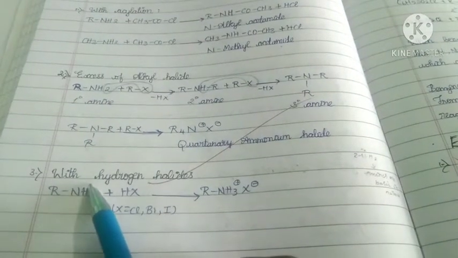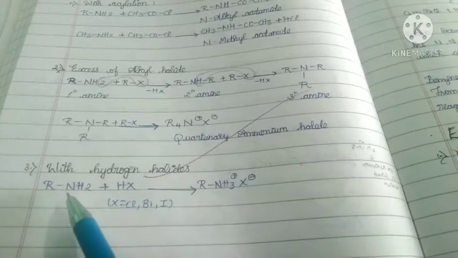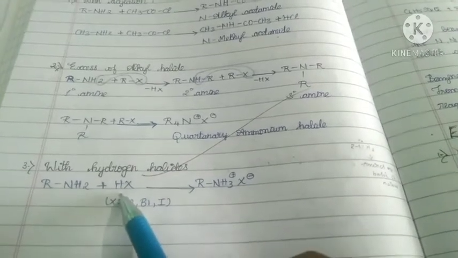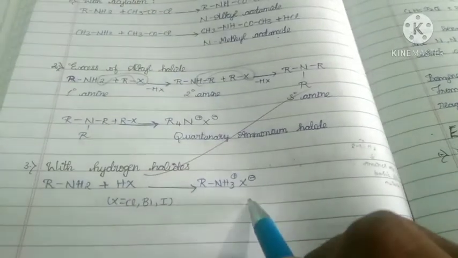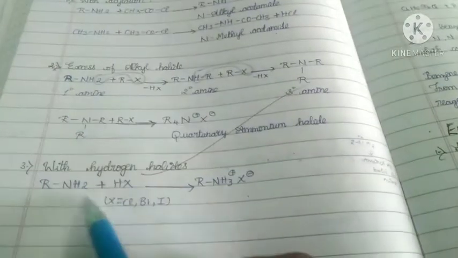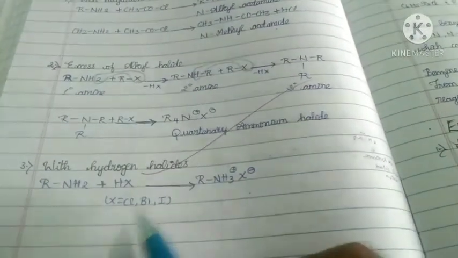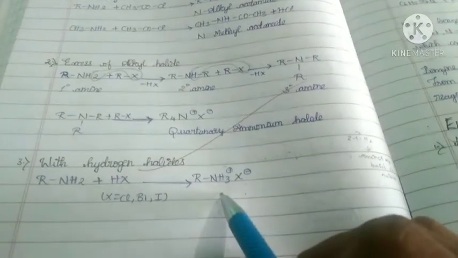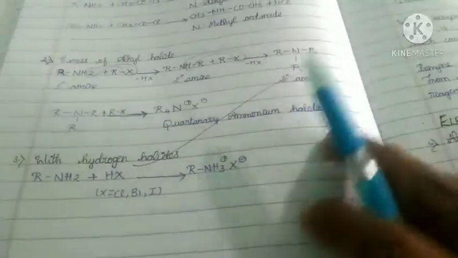Next, with hydrogen halides. When amines react with hydrogen halide, then we get an addition compound, that is RNH3+ X-. If you take CH3NH2, then you get CH3NH3+ X-. If you take C6H5NH2, then you get C6H5NH3+ X-. That is about reaction with hydrogen halides.